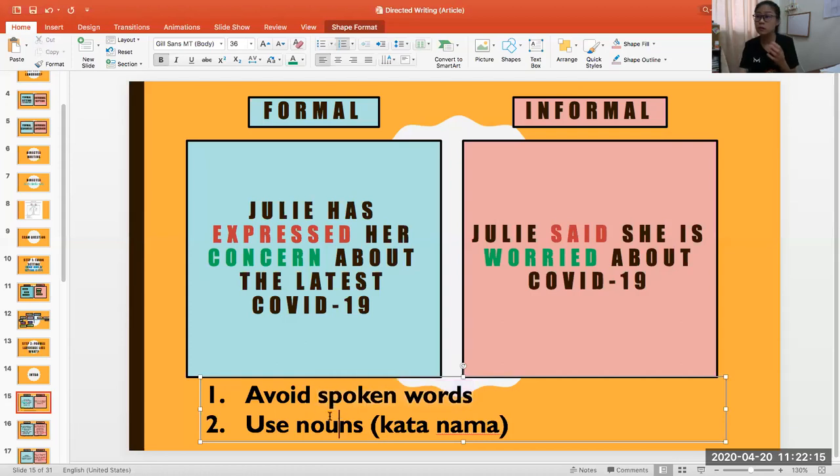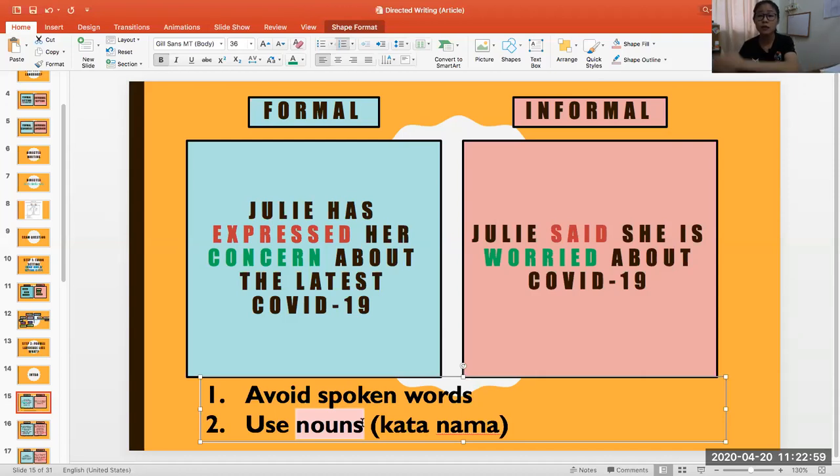The second thing is you will use some very serious words. When it's serious words, very often it's nouns. For example, normally we will say you are fat. But in a very formal article, when you want to share the knowledge, then you will say maybe obesity. Then maybe you will say the importance of a balanced diet, right? So importance, kata nama.